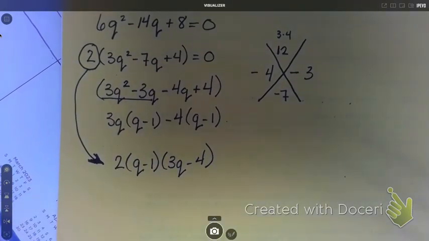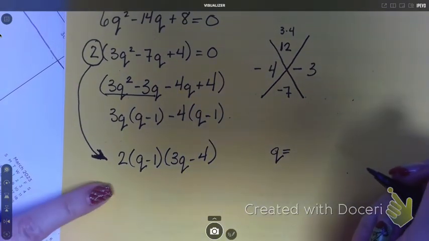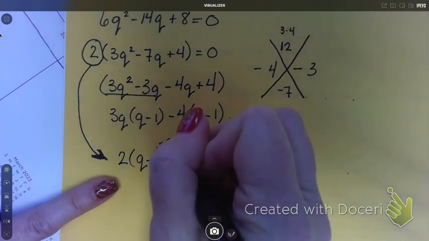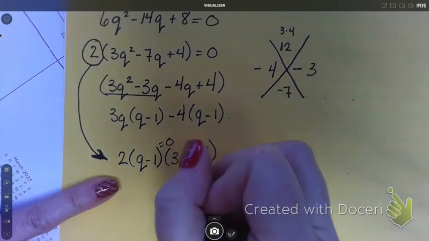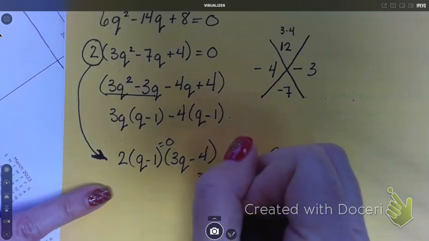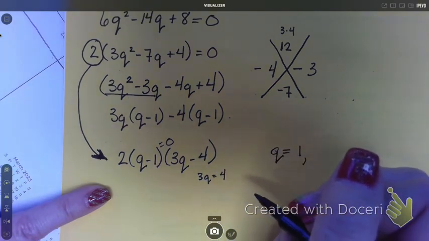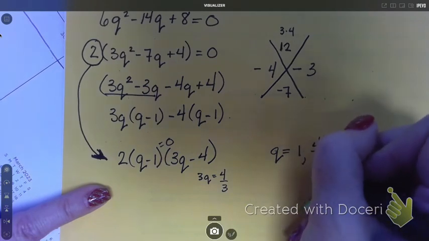So when I factor something out before I start, do I do it any differently? No. So what's q going to equal? This one I would just add 1 over, right? So q would equal 1. What about the 3q minus 4 equals 0? 3q equals 4, right? And divide by 3, so I get q equals 4/3.